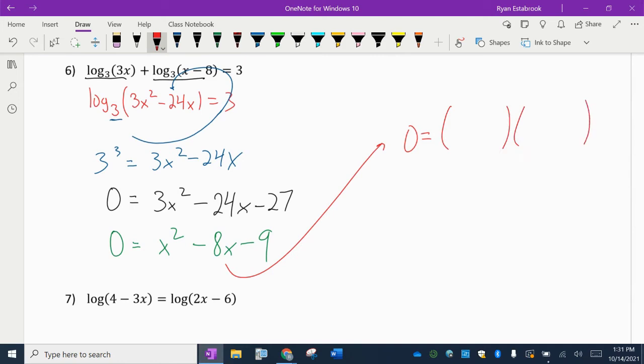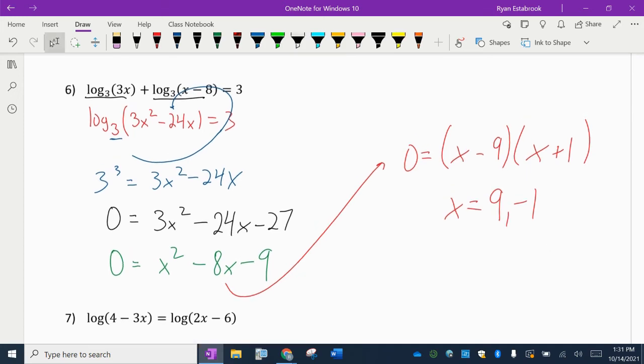There is a pair, right? What are those numbers? There they are. So then x equals 9 and negative 1 once we have it factored. Thoughts on the answers? Do they both work? Up to this point, they have always worked.